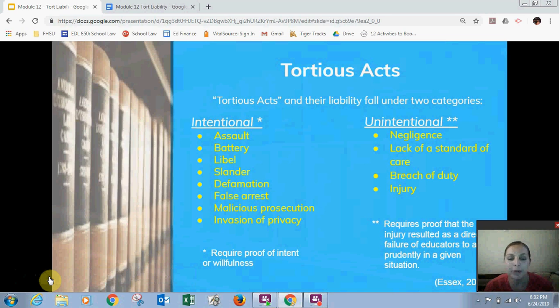And the burden of proof lies upon the accuser to prove those kind of things before you can be found guilty. Your unintentional tortious acts go against negligence, a lack of standard of care, breach of duty, and injury. These are very important for teachers because we are required through our job to pay attention to our students, to do our jobs, to care for our students, and to take care of them, especially in medical emergencies, and keep them from harm. These require proof that the injury was a direct result of failure from an educator to take care of a situation or to avoid a situation, actually.